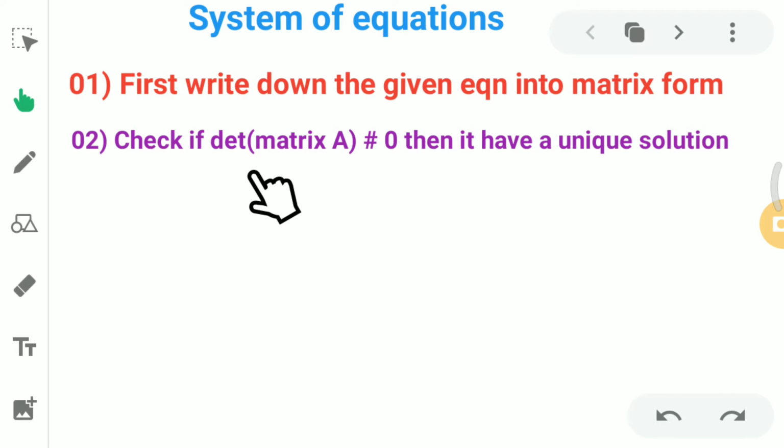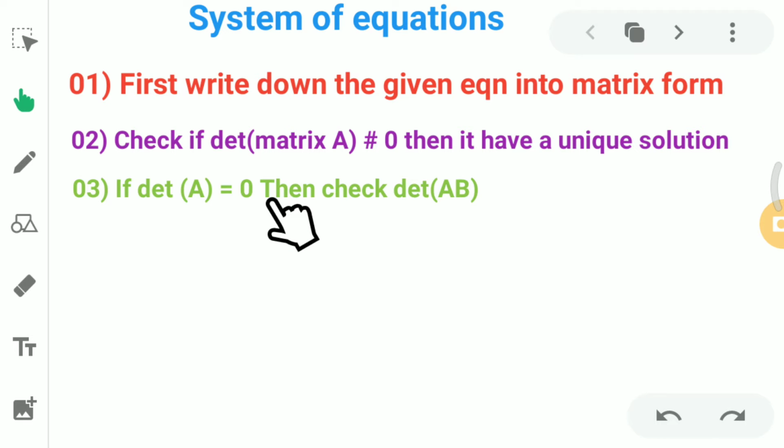Then we need to check the determinant of the matrix A. If the determinant of the matrix A is not 0, then the system will have a unique solution, friends. If the determinant of A is equal to 0, then we may get two kinds of solutions. The first one is an infinite number of solutions and the second one is no solution.